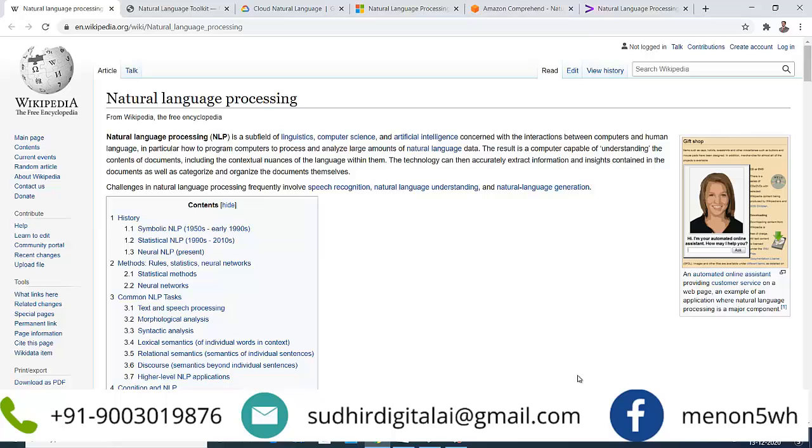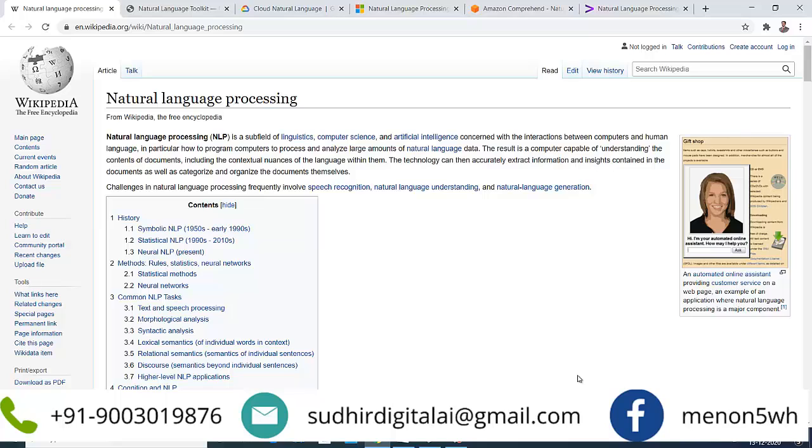NLP, as per Wikipedia, is a subfield of linguistics. We all need to understand we are talking about a language, we are talking about writing something. You might be writing in English, French, Spanish, or any other language, right? So we are not talking about linguistics only from an English perspective. There is some language and something has to interpret the language. That's where NLP, natural language processing, comes in. It's related to arts, something to do with language. That's linguistics. Second, computer science.